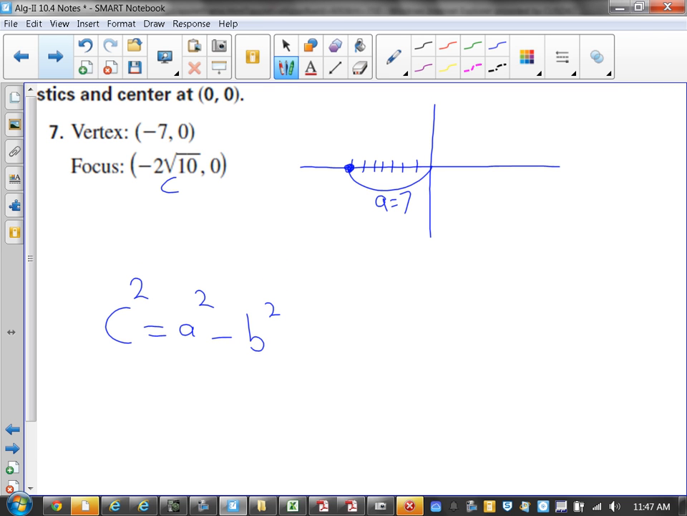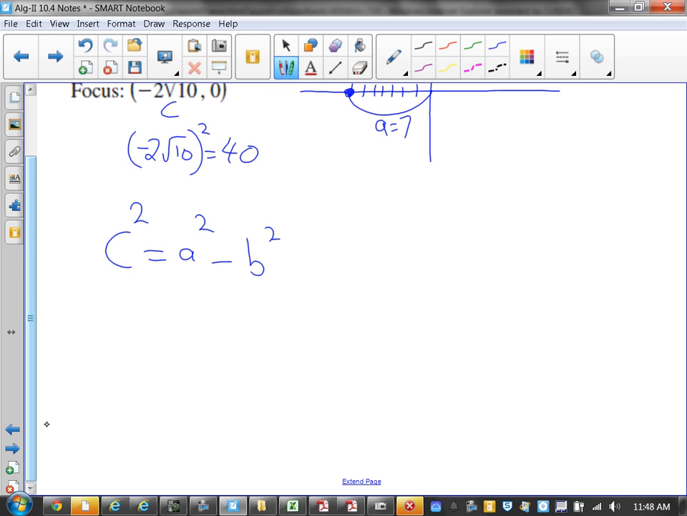So if C is 2 root 10, what's C squared? Because I'm talking distance-wise, it's going to be on either side. So if I take -2 root 10, I get 40. What's 7 squared? So 40 has to equal 49 minus what? 9. No, B is 3, but I don't care what B is. All I'm worried about is B squared.